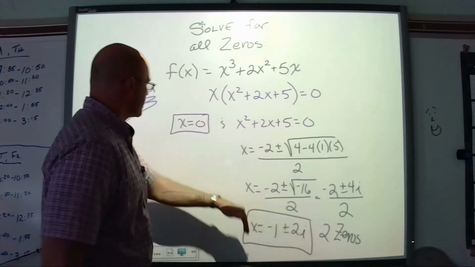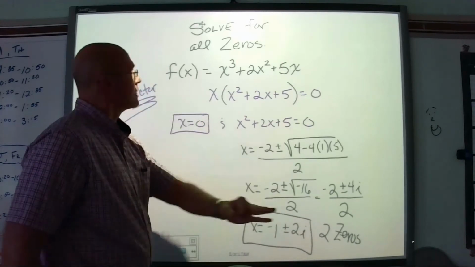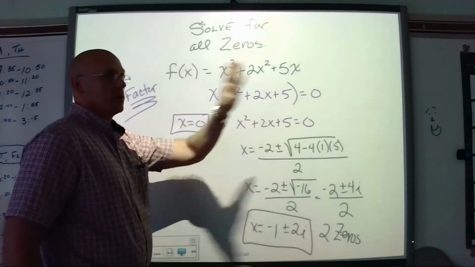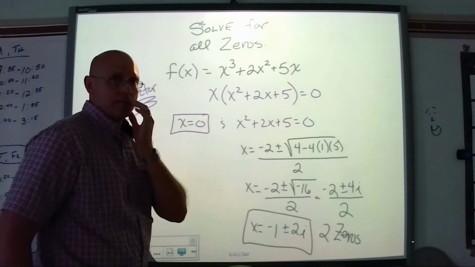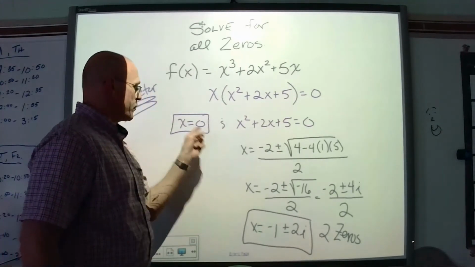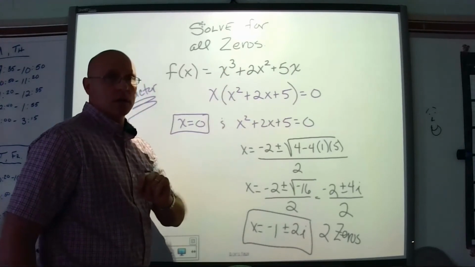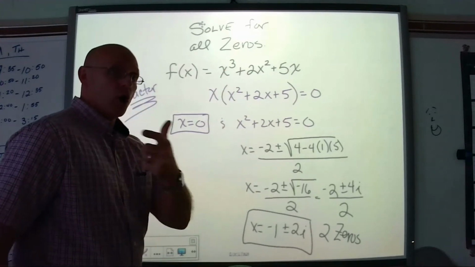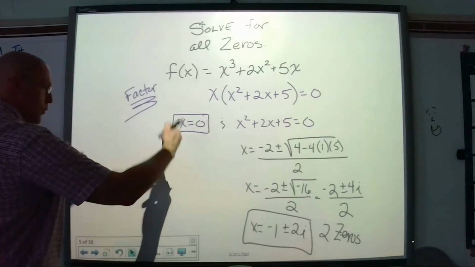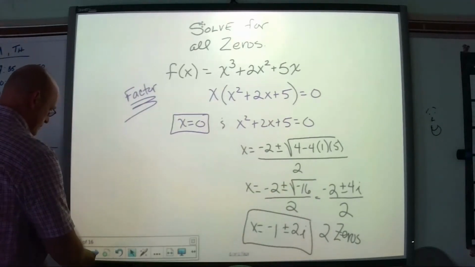So I have 2 zeros here, 1 zero here, that's 3 zeros. It was a third degree polynomial. Boom, I have them all done. 1 real, 2 imaginary. Total of 3 zeros. That's our goal, to be able to find all zeros, both real and imaginary.